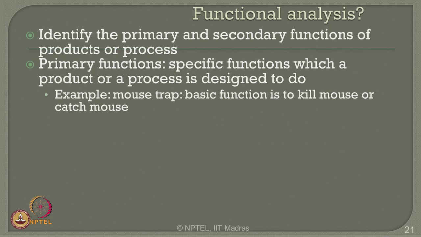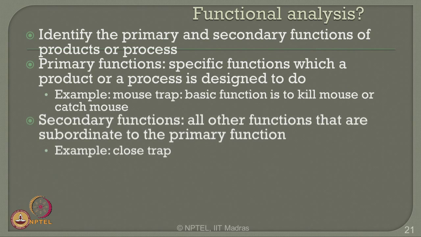Primary functions are those specific functions which a product or a process is designed to do. For example, a mouse trap. The basic function of the mouse trap is to kill the mouse or to catch the mouse. Secondary functions are those functions that are subordinate to the primary function. For example, closing or opening the trap is one of the secondary functions of a given mouse trap.